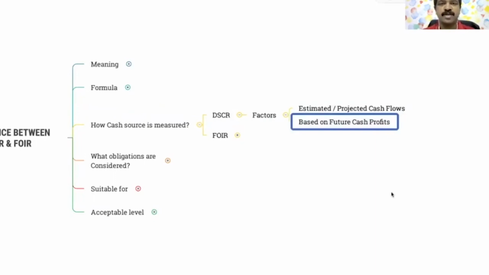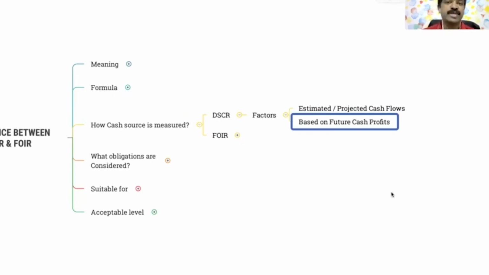Let's say for example, a customer approaching a bank for a term loan to start a business. It means this business will acquire assets. Using that asset, they will produce product, then they will make sale, then out of that they will make profit, and using that profit they will service the loan.